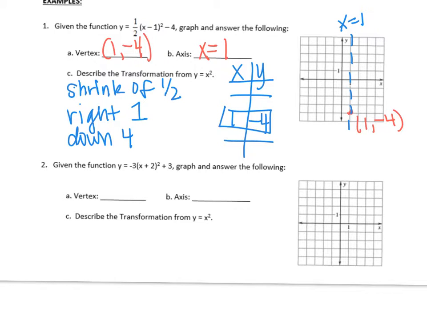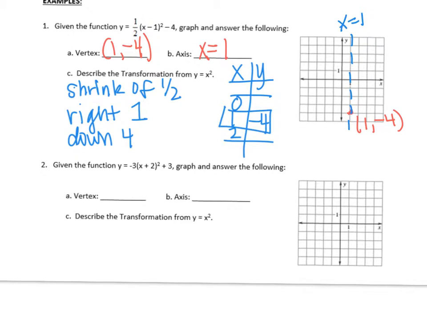Now if I go 1 in both directions, 1 smaller is going to be 0 and 1 bigger is going to be 2. And then remember, this 1/2 tells us if I go 1 from the middle, I'm going to go up 1/2 because it's positive. So I'm going to have these 2 points right here, 1 from the middle.